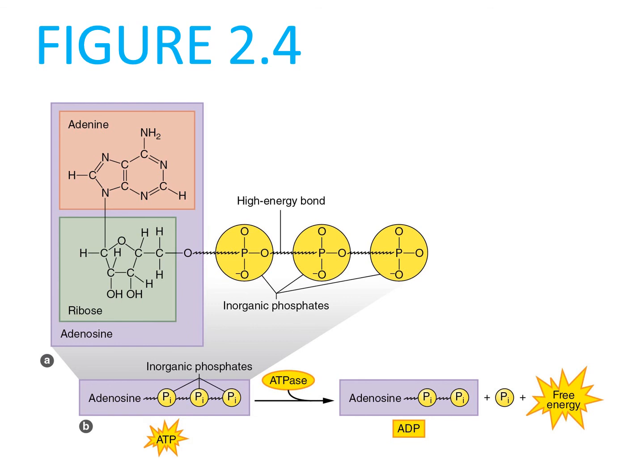If we want to synthesize ATP from its byproducts, we just flip the reaction the other direction. ADP plus an inorganic phosphate group plus energy will give us ATP, and this process is called phosphorylation. This can occur either in the absence or presence of oxygen. We would call this an anaerobic or an aerobic reaction.